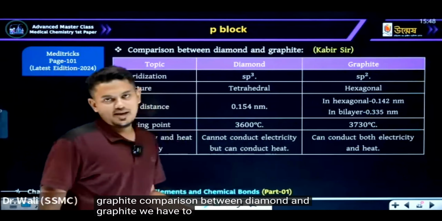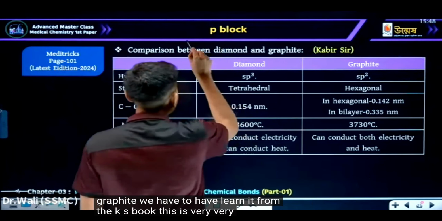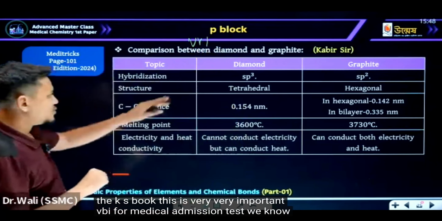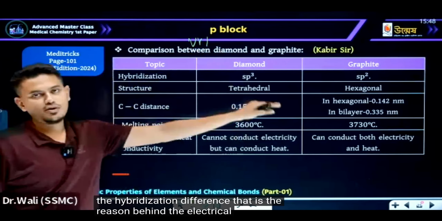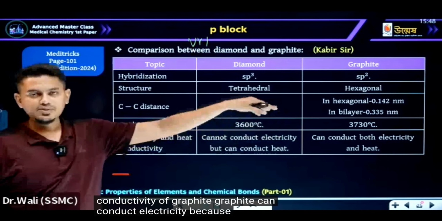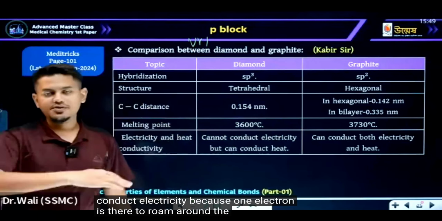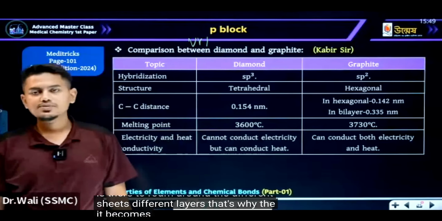Comparison between diamond and graphite, we have to learn it from the book. This is very, very important for the medical admission test. We know the hybridization difference. That is the reason behind the electroconductivity of graphite. Graphite can conduct electricity because one electron is there to roam around the different sheets, different layers. That's why it becomes an electrical conductor.